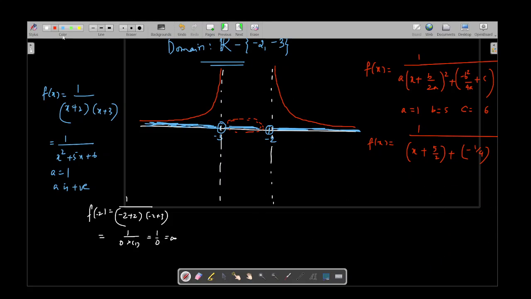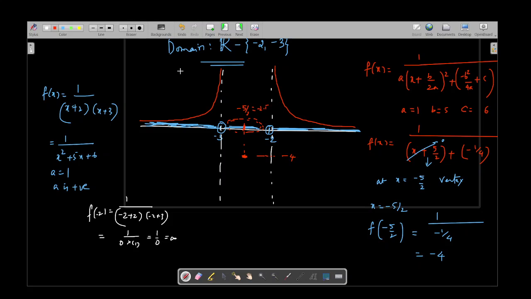So what does it mean? It means at x is equal to minus 5 by 2, we have a vertex. If you equate this to 0, you get x is equal to minus 5 by 2, which is the vertex. When you put x is equal to minus 5 by 2, this value goes to 0, so you'll get f of minus 5 by 2 as 1 over minus 1 by 4, which is minus 4. Somewhere here we have minus 5 by 2, which is minus 2.5. This is my vertex. At this point, the value is minus 4. So this is the maximum value it attains in the negative y-axis.